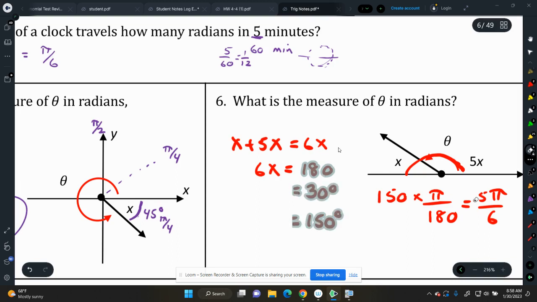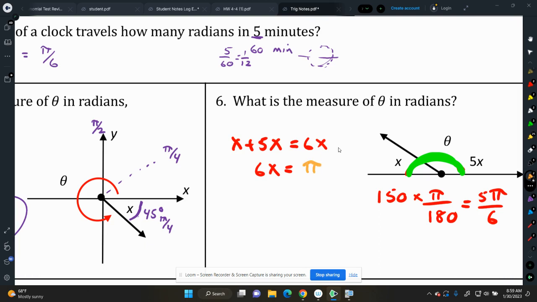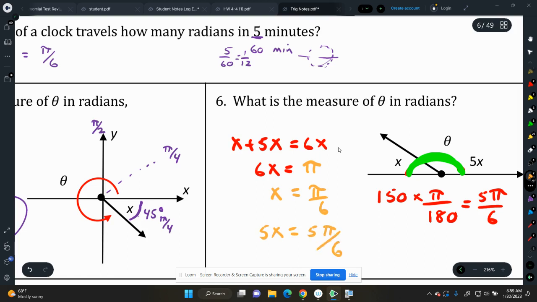Let's do that without converting it to degrees. How many radians would this be? This is half a circle, right? So how many radians is that? Pi. Okay, so that means x is pi over 6. So what's 5x? 5 pi over 6.